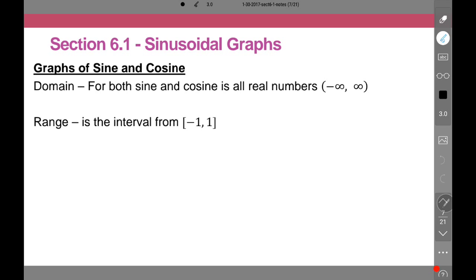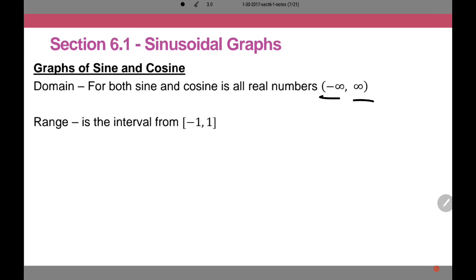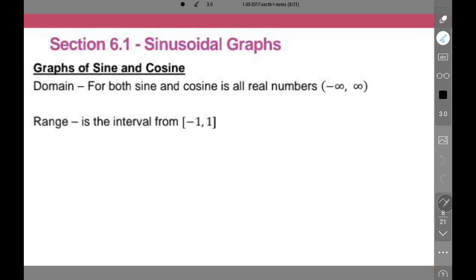So again, as with all functions, we talk about domain and range. Good news is for sine and cosine, all real numbers work for the domain. So we have all real numbers from negative infinity to positive infinity. And for a standard sine or cosine function like you just saw in the previous graphs, the range goes from negative 1 up to positive 1. There are a few things that we can change though on graphs.